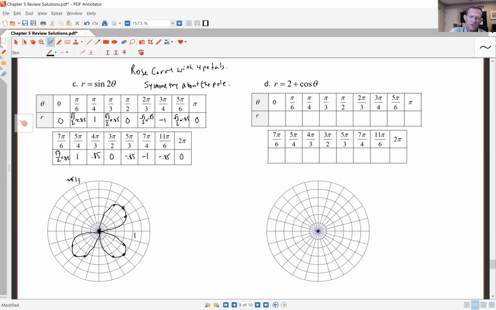So we're down here in quadrant 4, if you will. 5 pi over 3 is 0.85. Around there. At 7 pi over 4 is negative 1, and 11 pi over 6 is 0.85, finishing off the 4-leafed or 4-petal rose.